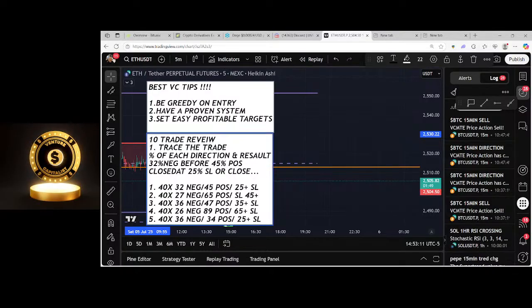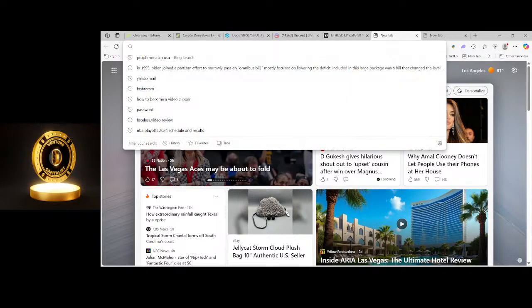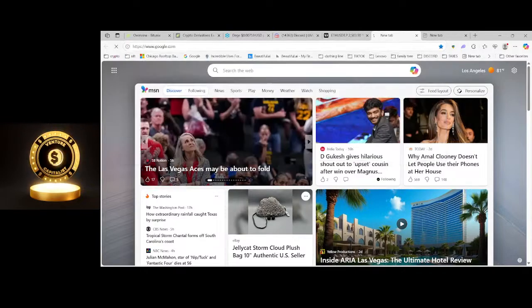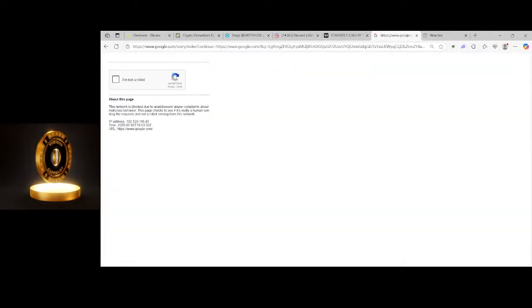If you can prove to yourself that you can make 30% per trade, if you can make 30% every single time you trade, let me show you what you can do. Let's go to Google, and let me show you this. I'm going to pull up a very simple thing. It's a calculator.